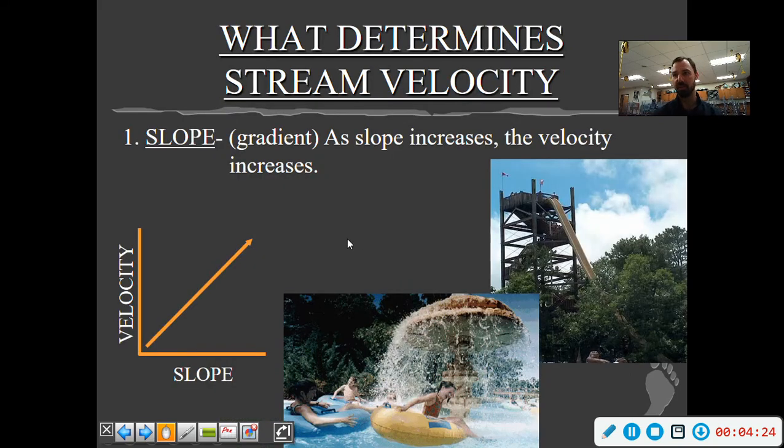All right, so slope. As slope increases, the velocity increases. Anybody that knows Splash, cliff diver, 80-foot slide, very steep slope. So that's the fastest slide in the whole park. Whereas something like the lazy river, just water jets pushing you along, very low slope, so low velocity. So you could use that as an analogy in your head to remember that. As slope increases, velocity will increase.